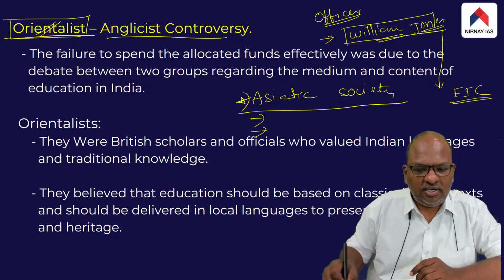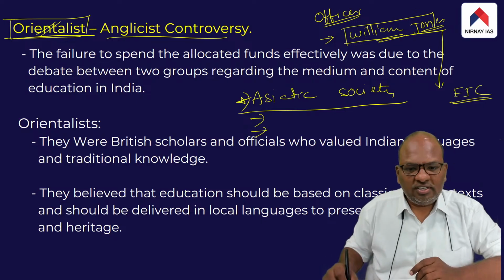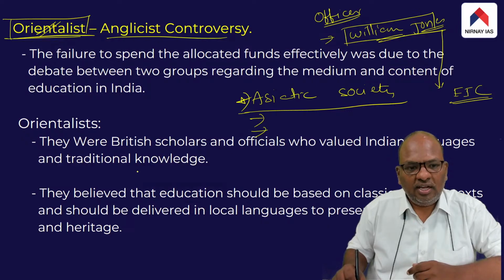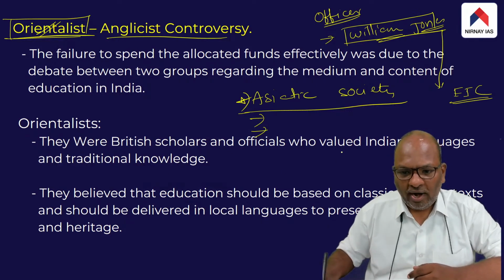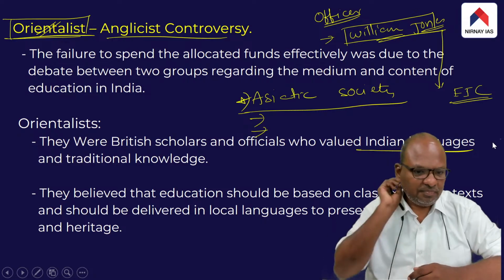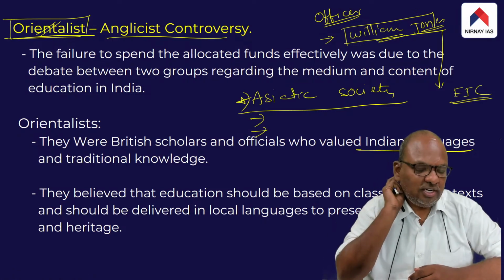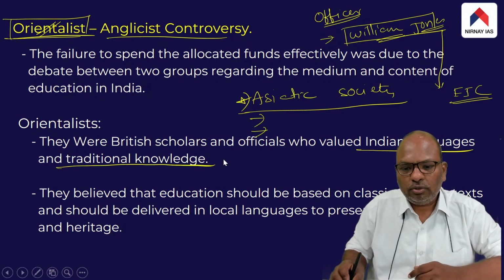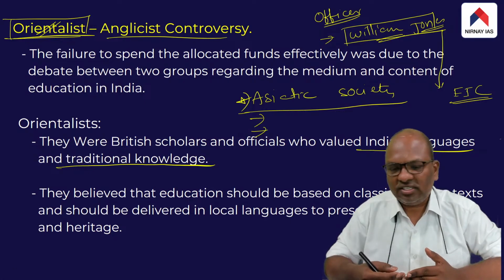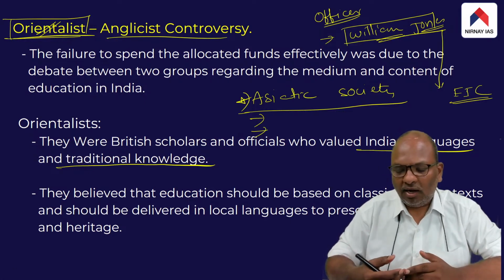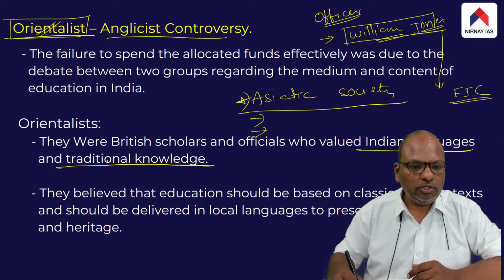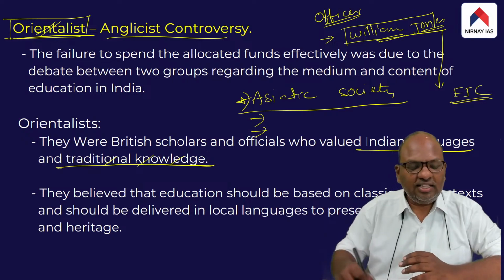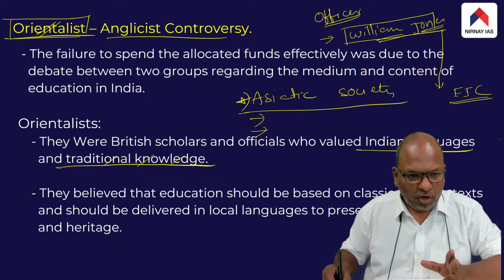So what is the demand of the Orientalists? Basically, the Orientalists demanded that education should be taught in the vernacular Indian languages. That's my point. And the Orientalists also demanded that the traditional Indian subjects, like the Vedic texts, should be taught to the students. That was the demand of the Orientalists. So basically, the Orientalists put forward two demands.